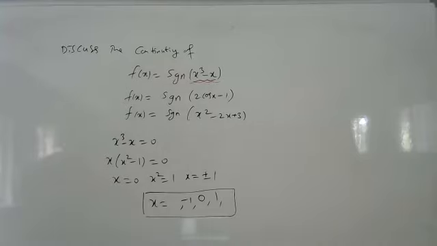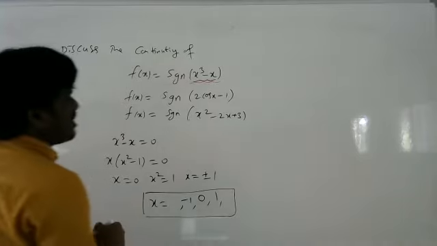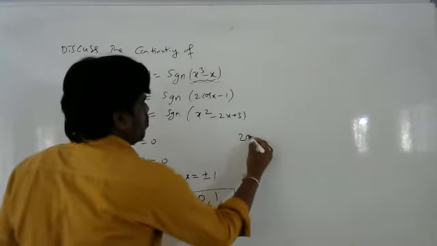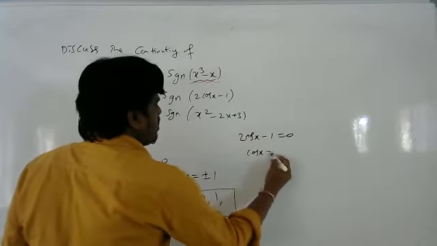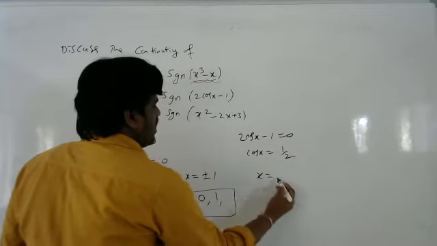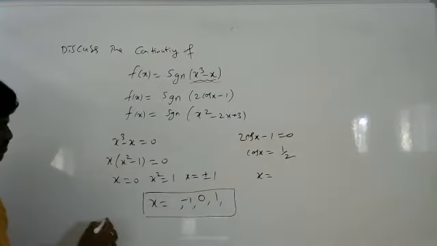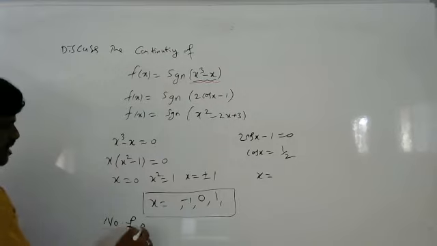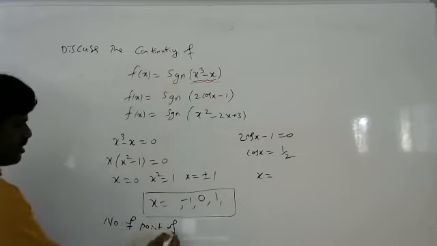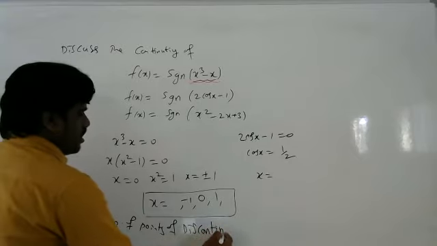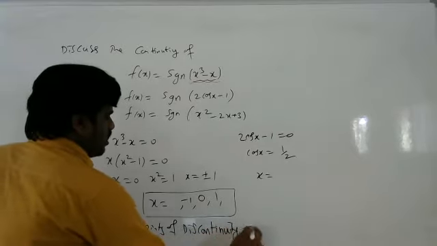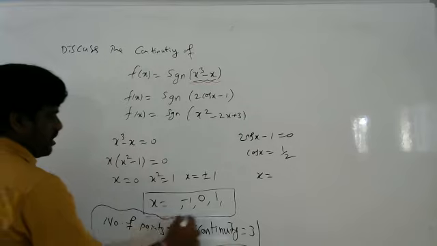Okay, now let's see the next one, 2 cos x minus 1. When you get 2 cos x minus 1 equal to 0, so 2 cos x is equal to 1, cos x is equal to half. What is the general solution here? The number of points of discontinuity is 3.